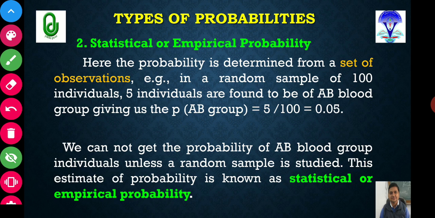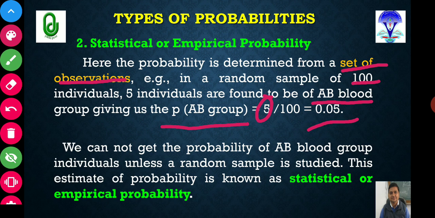In the case of statistical or empirical probability, the probability is determined from a set of observations. So how will probability be determined? After the conduction of the experiment, from the set of observations. For example, in a random sample of 100 individuals, suppose, taking the example of blood group, 5 individuals are found to be AB blood group, giving us P of AB, because we want to inquire about AB. So the probability of AB, P is equal to 5 by 100. 5 is the number of happenings of the favorable event divided by the total number of events, that is 5 by 100, which is equal to 0.05.